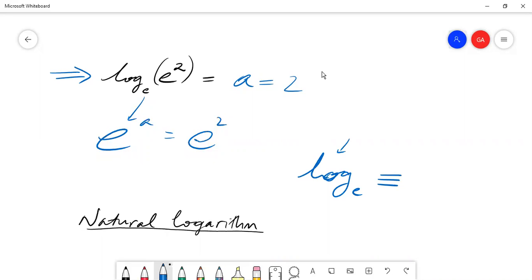Are people familiar with this three-bar equal sign? This just means, like, by definition. You'll see this more in more advanced courses. But yes, log base e of something by definition is called ln. And so whenever you see ln, in your mind you should think log base e.